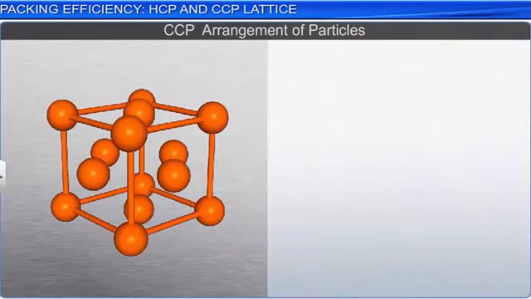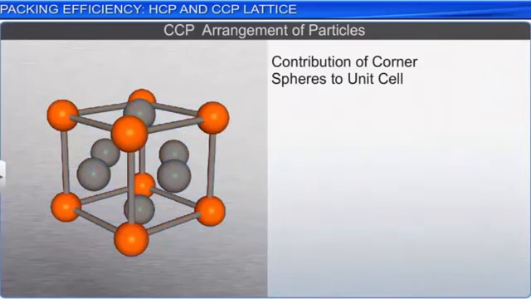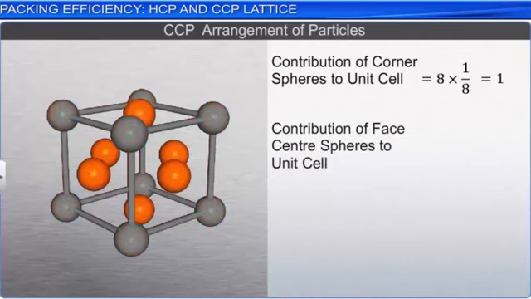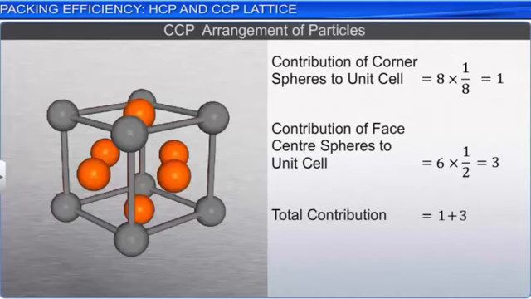So the contribution of the corner atoms to a unit cell is given by 8 into 1 upon 8, which is equal to 1. The contribution of the face center atoms is given by 6 into half, which is equal to 3. So the total contribution is 1 plus 3 is equal to 4.